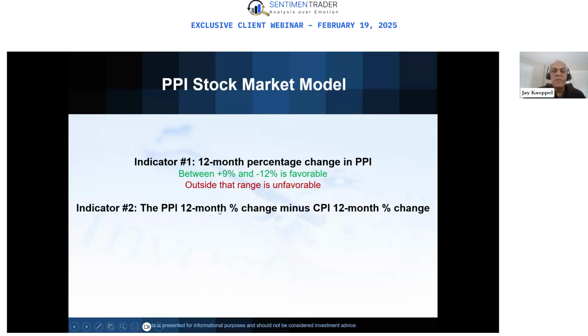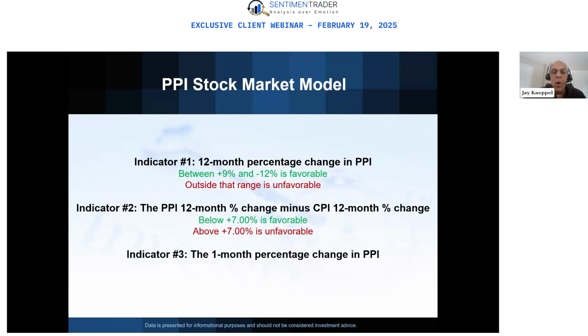Indicator number 2 is the producer price index 12-month change minus the consumer price index 12-month change. As it turns out, the PPI tends to lead the CPI. So when it gets way out ahead of the CPI, that's typically a very bad sign. So when the difference between these two is less than 7%. So, for example, in 2022, the producer price index actually got up to about 21%, whereas the CPI was only about 9%. So that turned unfavorable for a while.